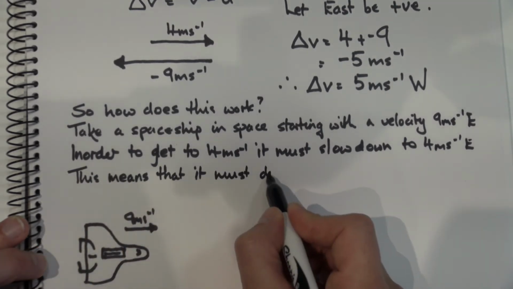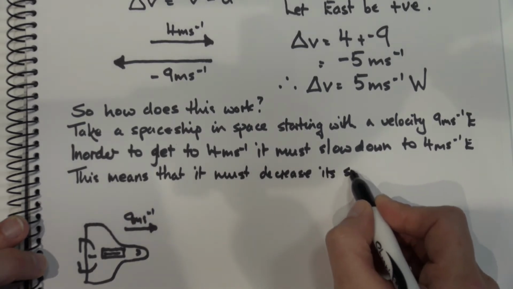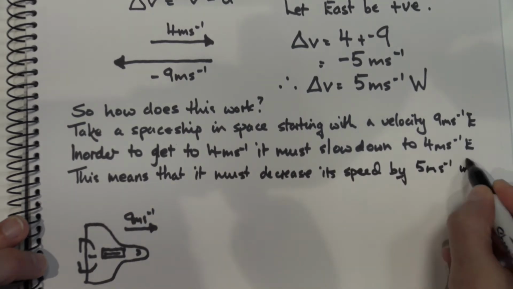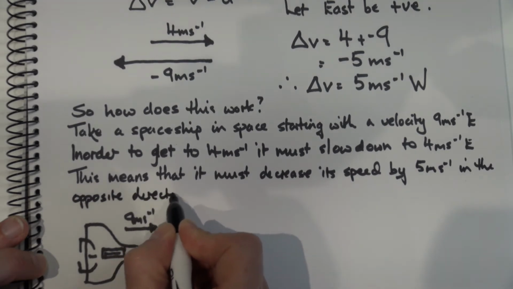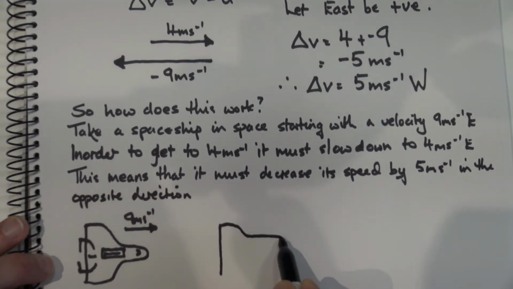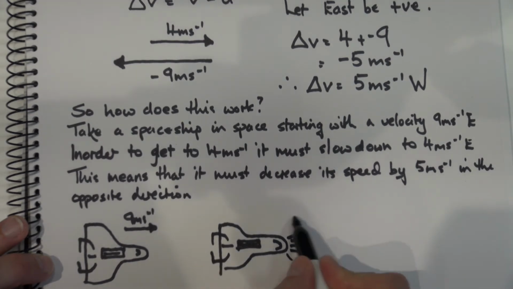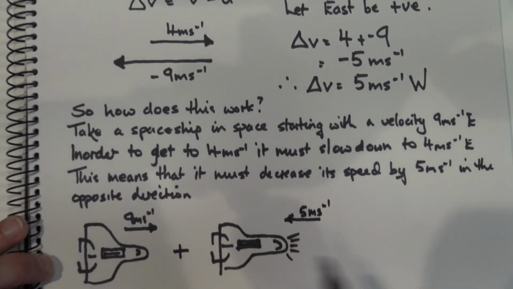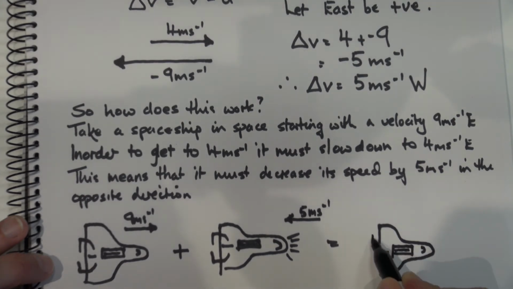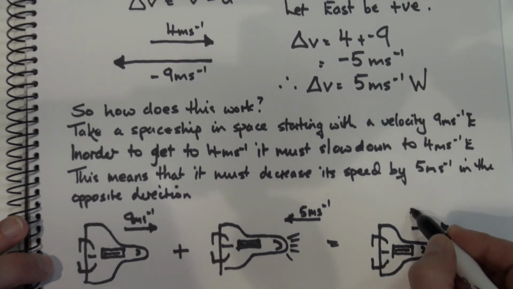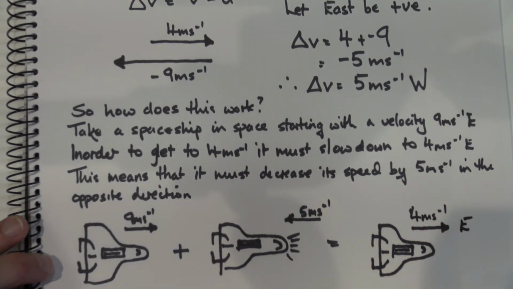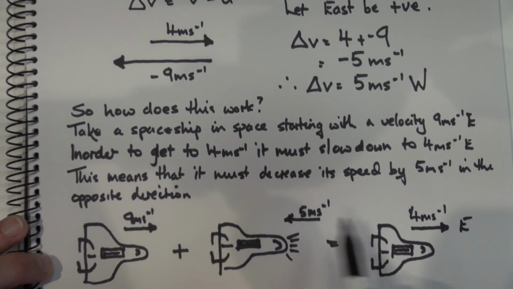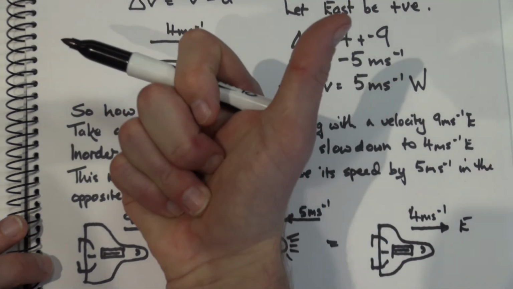As it slows down, it must decrease its speed. So Newton's second law states that a force must be applied on this object, and this is going to cause the change in velocity. So here's our spaceship. We're going to fire its thrusters at the front of the spaceship and slow it down. As a result, we'll get our spaceship going at 4 meters per second east. So we start off at 9 meters per second, we fire the thrusters, which changes the velocity by 5 meters per second.